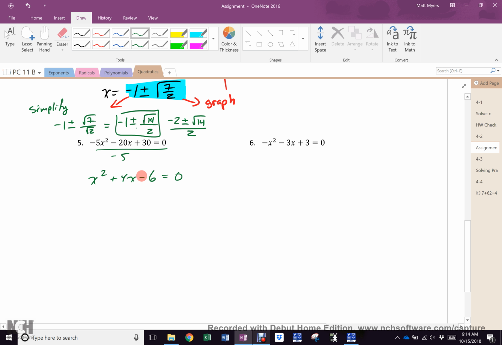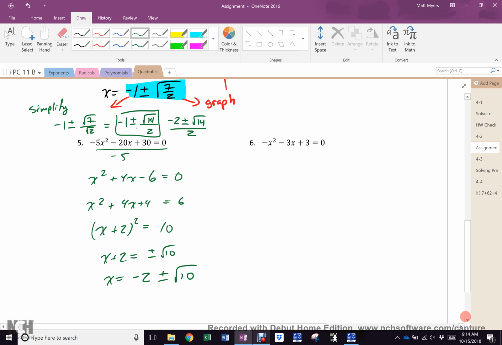No factors of 6 multiply to 4, so I run it through completing the square. Add 4 to both sides, 10. x plus 2 equals plus or minus root 10. x equals negative 2 plus or minus root 10.